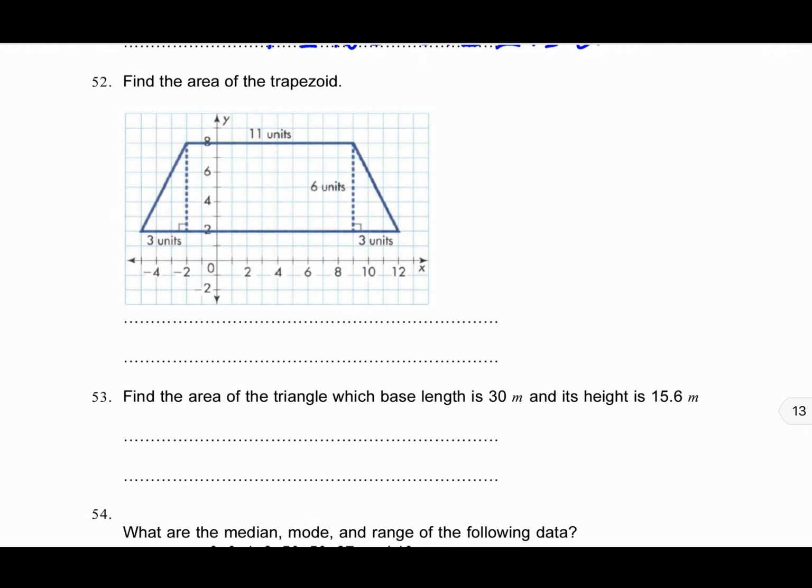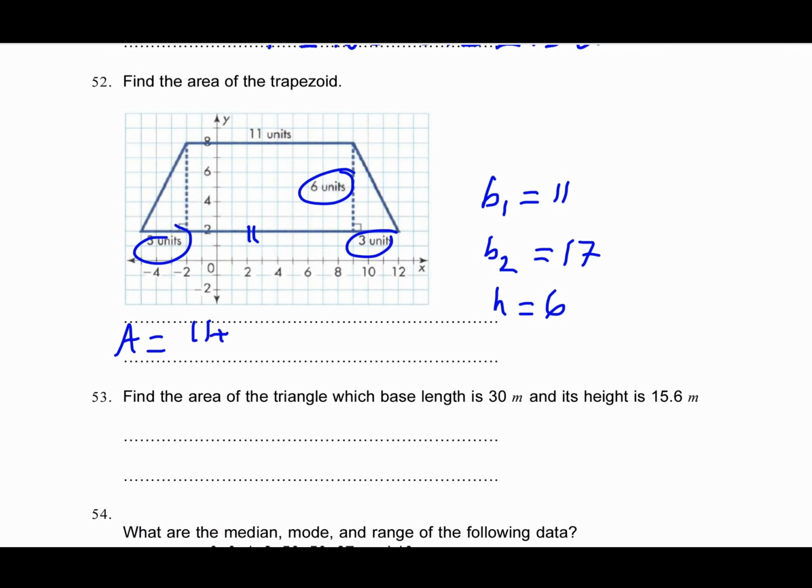Next question, find the area of this trapezoid. Here we have B1 equals 11, B2 equals 11 here, and 3 and 3, so we have 17, and the height here is 6 units. So now we can apply the rule. Area equals the sum of two parallel bases divided by 2 multiplied by height. So area equals 11 plus 17 divided by 2 multiplied by 6 equals 28 divided by 2 multiplied by 6 equals 14 multiplied by 6, which is 84 square units.